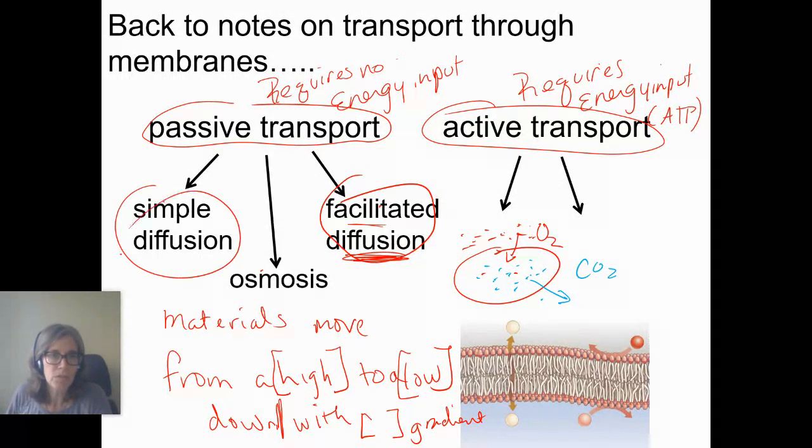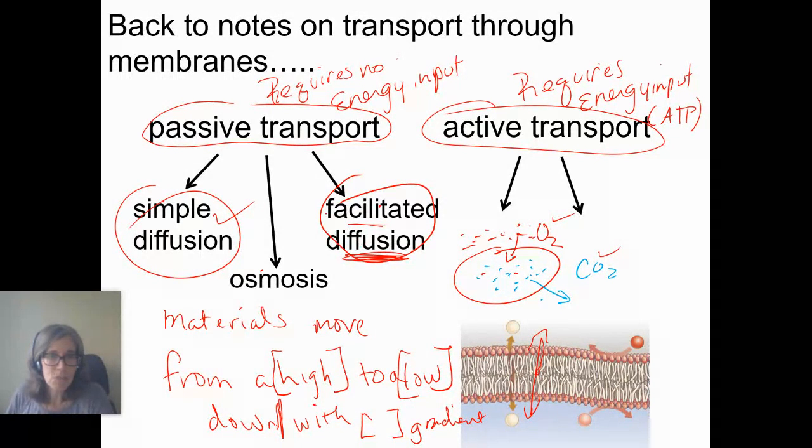So simple diffusion is the movement of materials right through a lipid bilayer. The kinds of materials that can go right through a lipid bilayer are nonpolar molecules or lipids, or small nonpolar molecules. So oxygen and CO2 go right by simple diffusion.